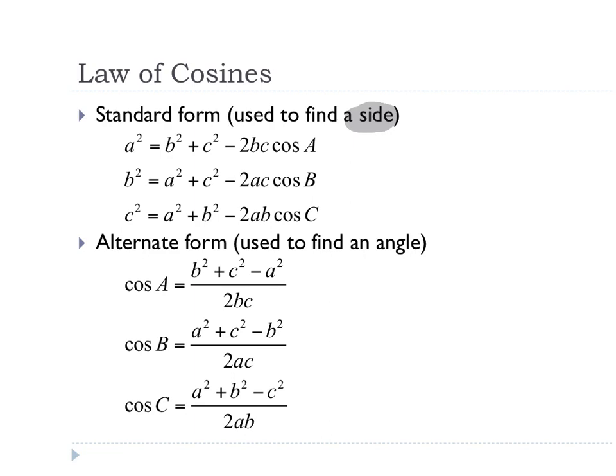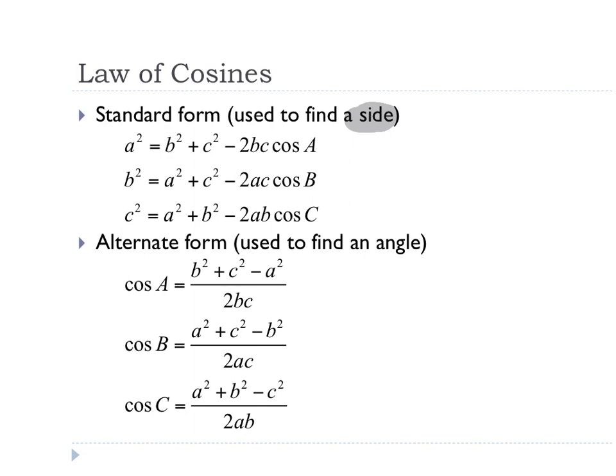So the pattern is, if I'm looking for a side, I add the squares of the other two sides, subtract 2 times their product times the cosine of the letter that matches the side I'm trying to find. So if it's B squared, then B squared equals A squared plus C squared minus 2AC cosine B. If it's C squared, C squared equals A squared plus B squared minus 2AB cosine C. Which means the very last step you're going to do for all of these is square root the other side, right? Because I don't want what A squared is, I want what A is.